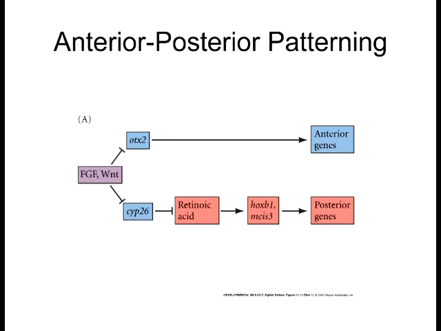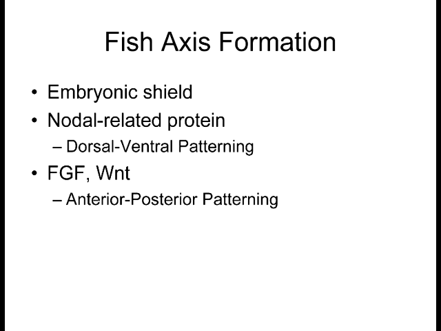So these are the three axes. Anterior-posterior patterning is primarily by FGF, Wnt signaling with retinoic acid, similar to what you saw in the Xenopus. High amount of Wnt signaling is in the posterior end. Low amount of Wnt signaling is in the anterior end. Retinoic acid plays a key role. As it increases, you get more posterior genes being turned on, and that causes the tail end to start forming, whereas little retinoic acid is in the anterior region, and that forms the head.